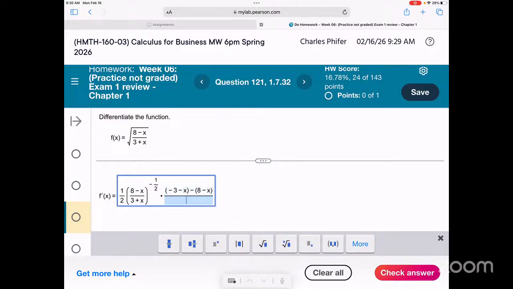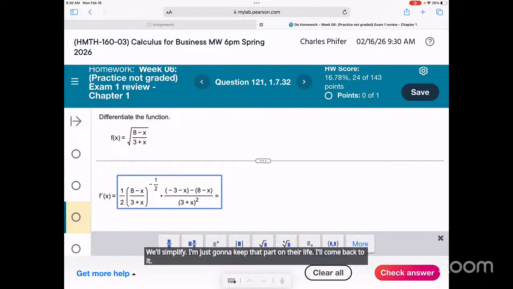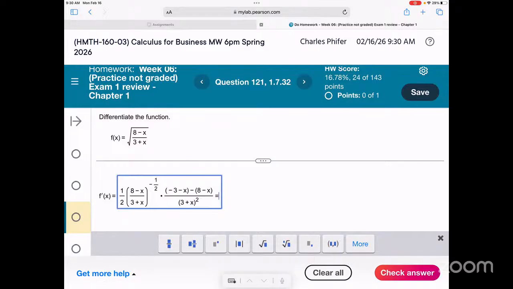Okay. Let's simplify. I'm just going to keep that part on the left. I'll come back to it. It's like a negative 11. That's it, right? Because we have minus a negative x minus negative x, so they go to 0. The denominator is still 3 plus x squared.